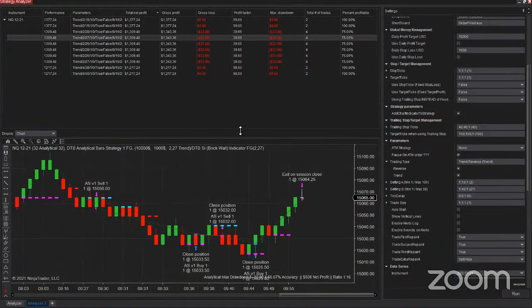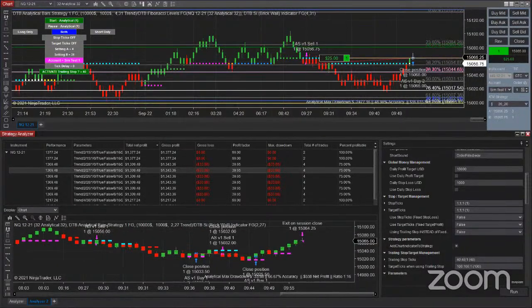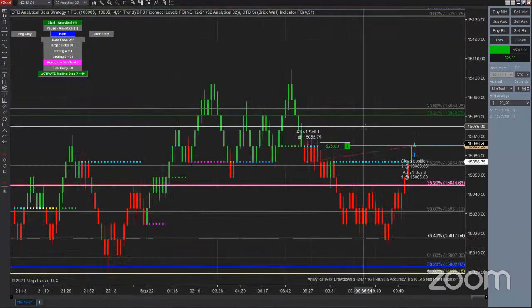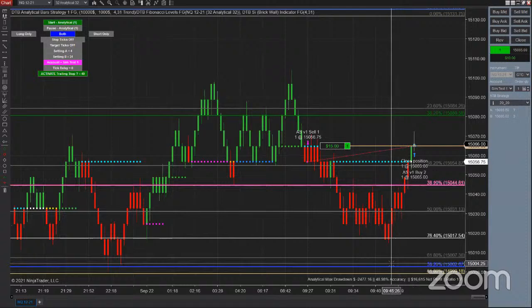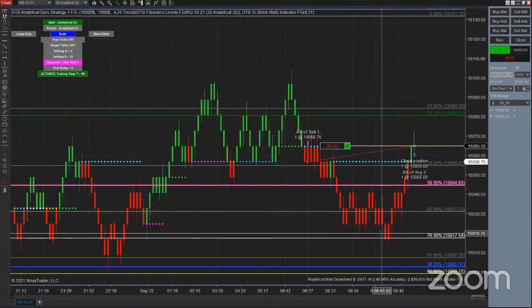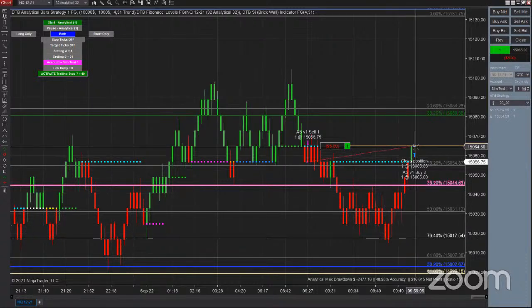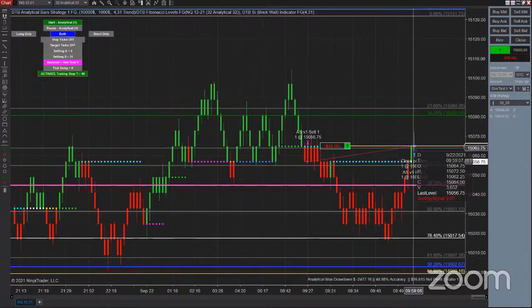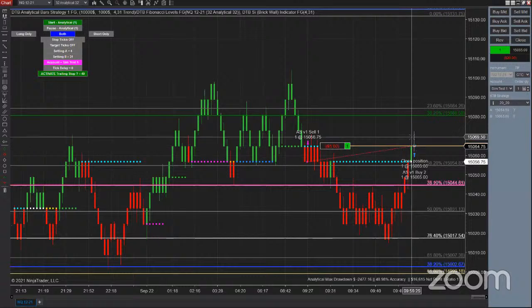So looking at this, now we haven't been managing this top strategy. So there we go. This trade actually came down, hit the 76.4, bounced off there, and ended at a loss. So that is what happened on this one, which is similar to what happened before.